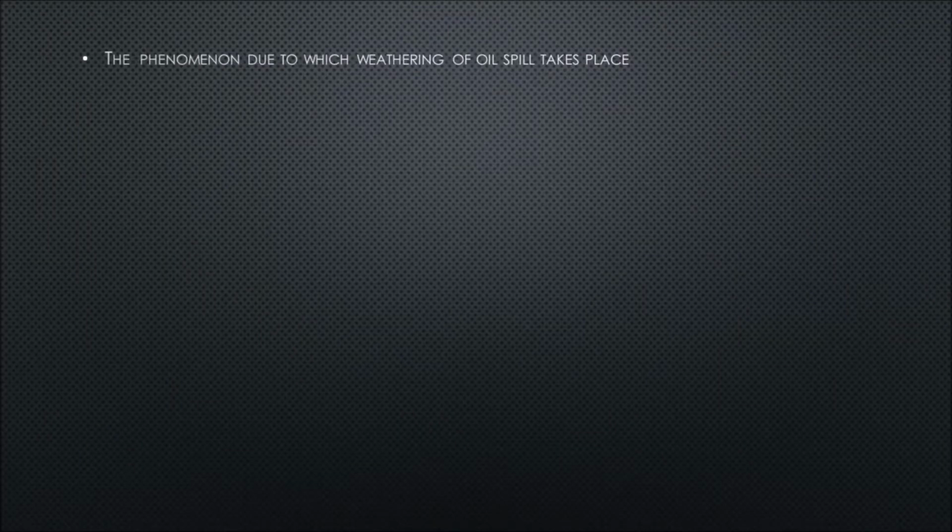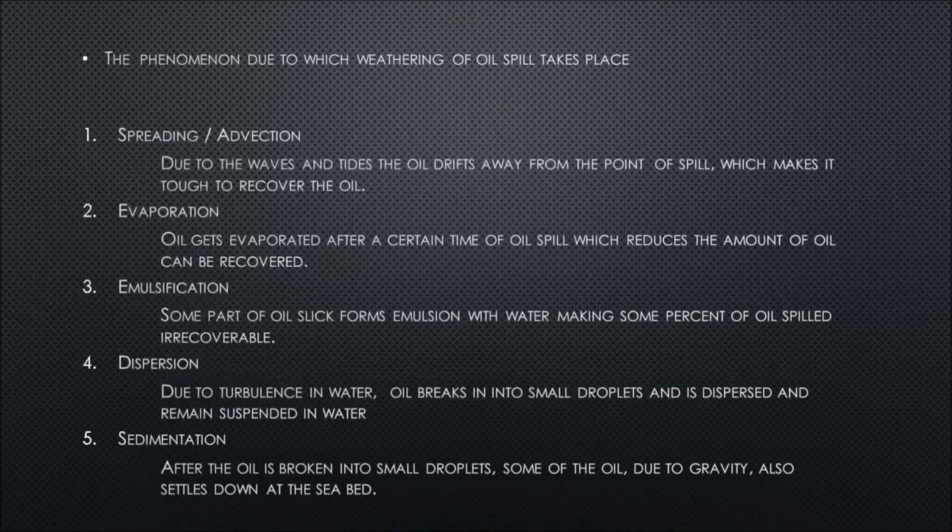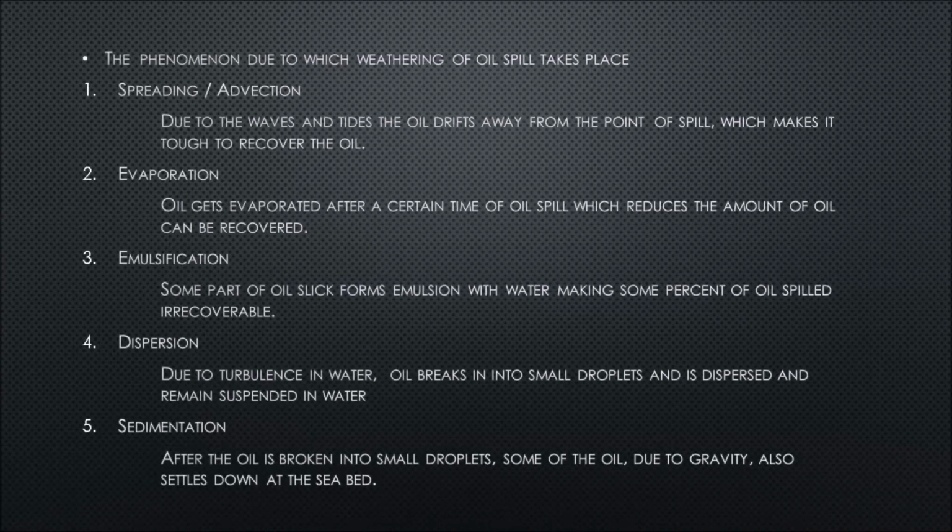After the occurrence of oil spill, there are many phenomena due to which oil is carried away to some other place and also it starts decaying. These phenomena are collectively known as oil weathering processes. Let us see some of these phenomena. First is spreading or advection. Due to the waves and tides, the oil drifts away from the point of spill, which makes it tough to recover.